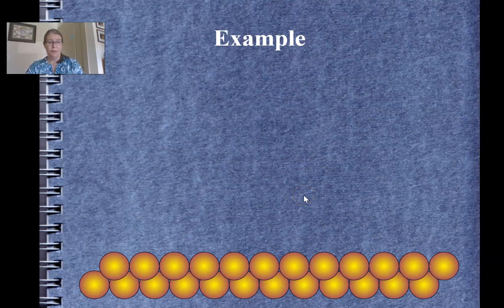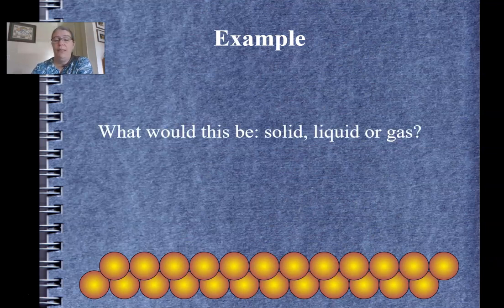So here's an example of a matter map or particle diagram. So let's think about what we can decide from this down here. So what would this be? A solid, a liquid, or a gas?